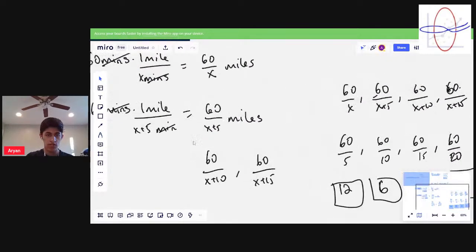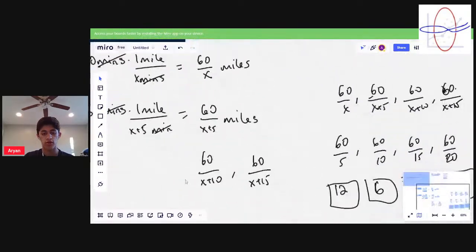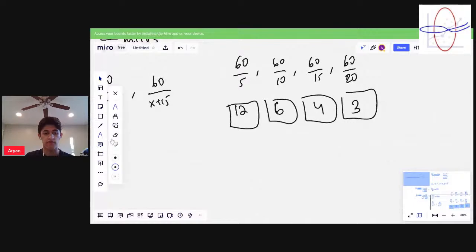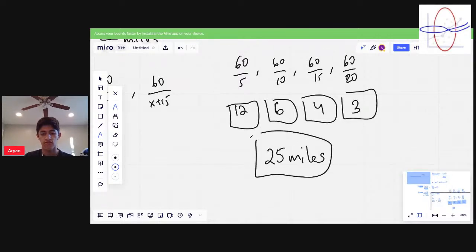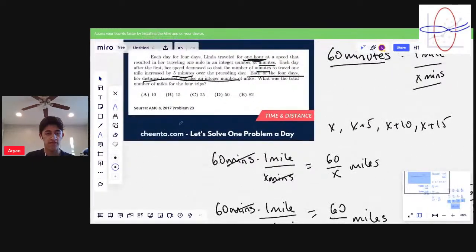If we read the question, they're asking us for the total number of miles for the 4 trips. That's just the sum of 12, 6, 4, and 3. If we do that out, you get 25 miles, and this is our final answer. So we would find the answer choice that's 25, which is C. And that would be all for this question.